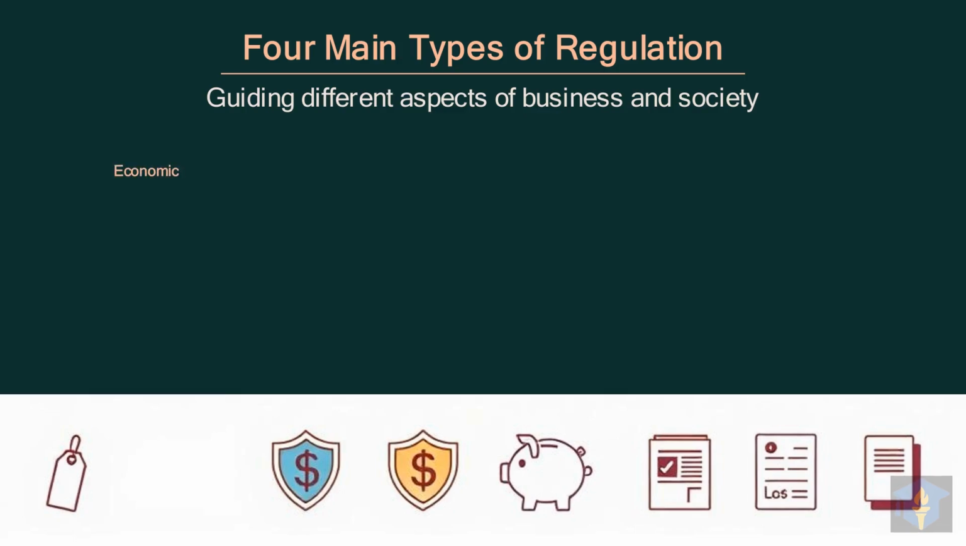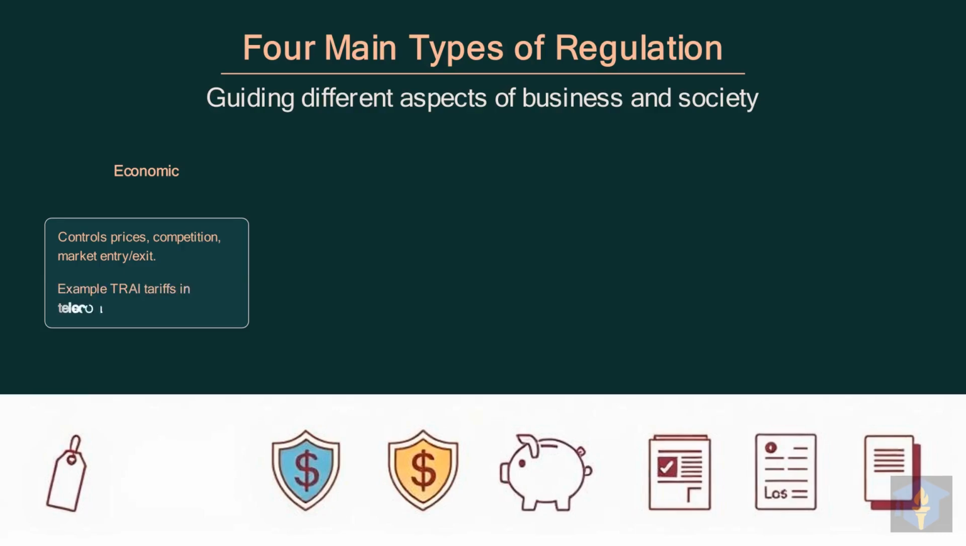Our first type is economic regulation, which directly influences market behavior and structure. This type controls prices, competition, and how businesses enter or exit specific markets. For example, consider the tariffs that regulate the telecommunication sector's pricing.